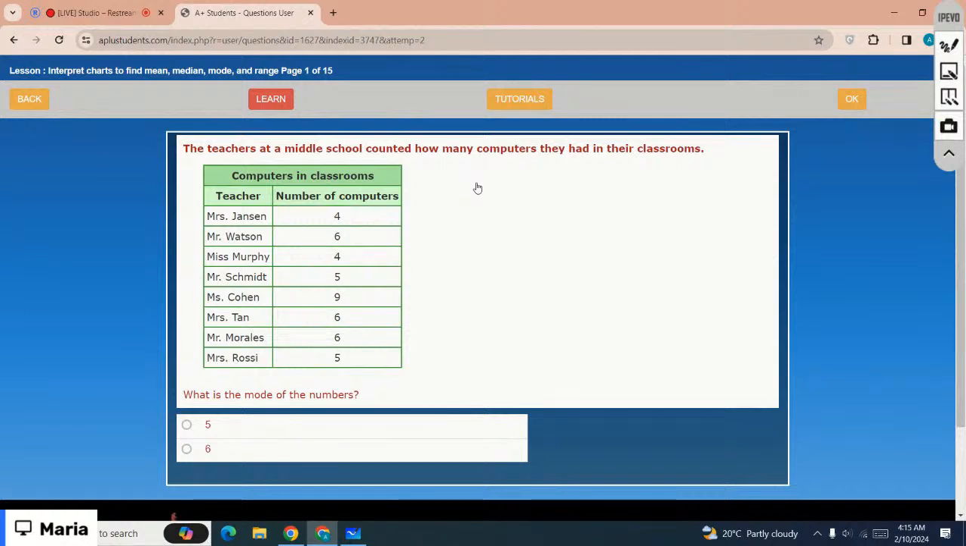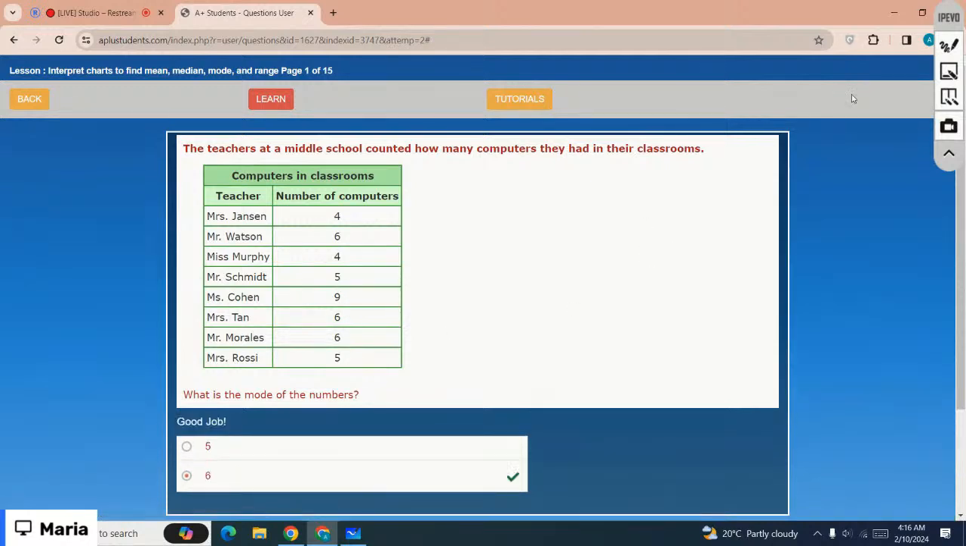What is the mode? Mode is the number that appears the most in the given data. So the mode value is... 4 is 2 times, 5 is 2 times, 6 is 3 times. 6 is the mode of the given data. Got it?